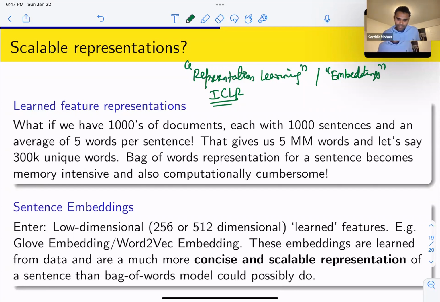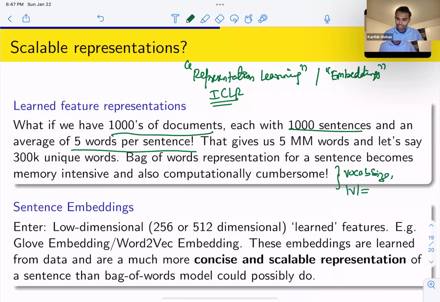So why is it important? Well, let's say you have 1,000 documents and each of them has 1,000 sentences, and each sentence has an average of 5 words. This gives us 1,000 times 1,000, that's a million, times 5, which is 5 million words. And let's say among these 5 million words, you actually have 300K unique words, might be even smaller, but let's say 300K. So a bag of words representation is going to have, for every sentence, a dimension of 300K, because that is your vocabulary size, right? So in this case, vocab size, which is the cardinality of V, is 300K. So we're going to have a 300K dimensional vector, right?